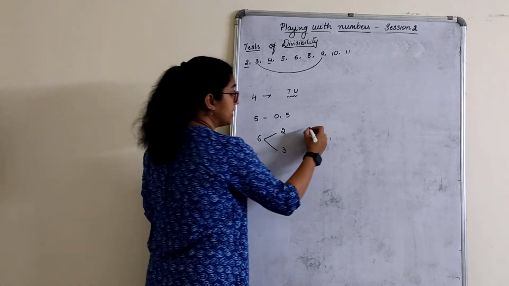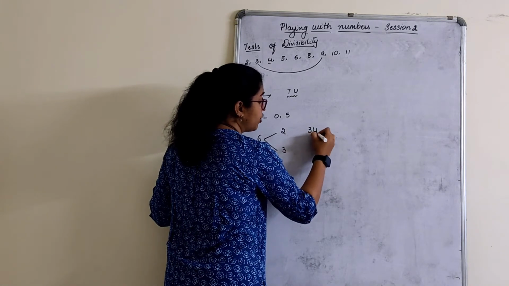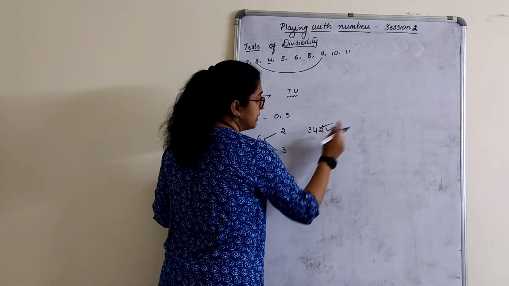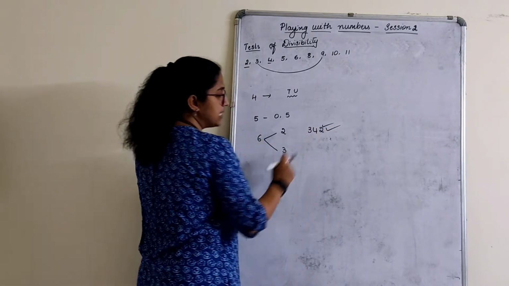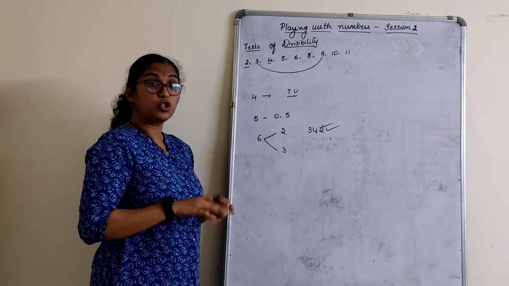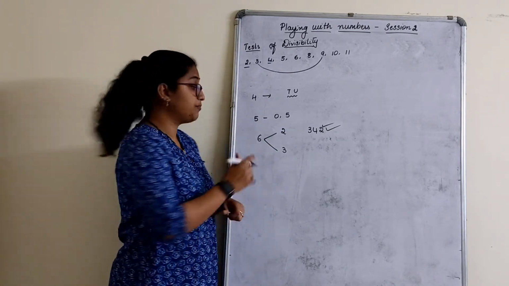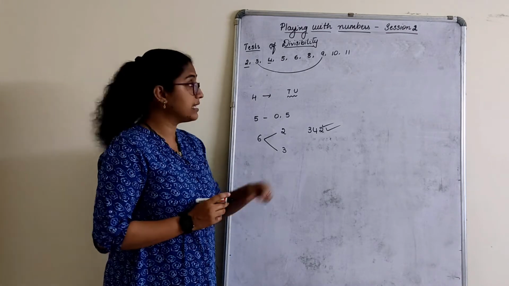So the condition is that the given number should be divisible by 2 as well as by 3. Take the number which I had given you, 342. Divisible by 2? Yes. Divisible by 3? Yes, because 4, 5, 6, 7, 8, 9. That means the number should be an even number, and along with that the sum of its digits should be divisible by 3. Then it is divisible by 6.